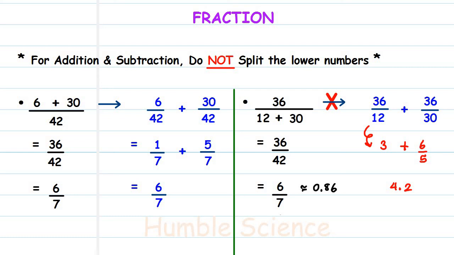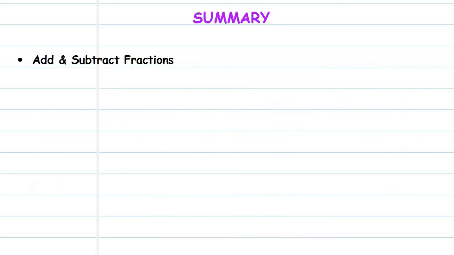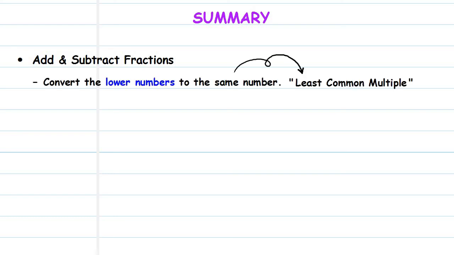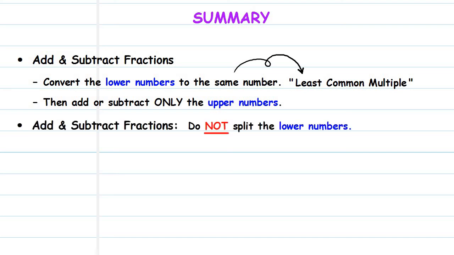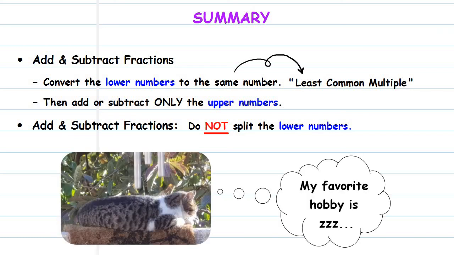Alright, let's try to summarize what we learned so far. In this video, we learned how to add and subtract fractions by following two simple steps. First, we convert the lower numbers into the same number, or into their least common multiple. And then we can add or subtract only the upper numbers. And again, please do not split the lower numbers when we add or subtract fractions. Try to practice a little bit more. It's actually not difficult at all once you understand the concept.